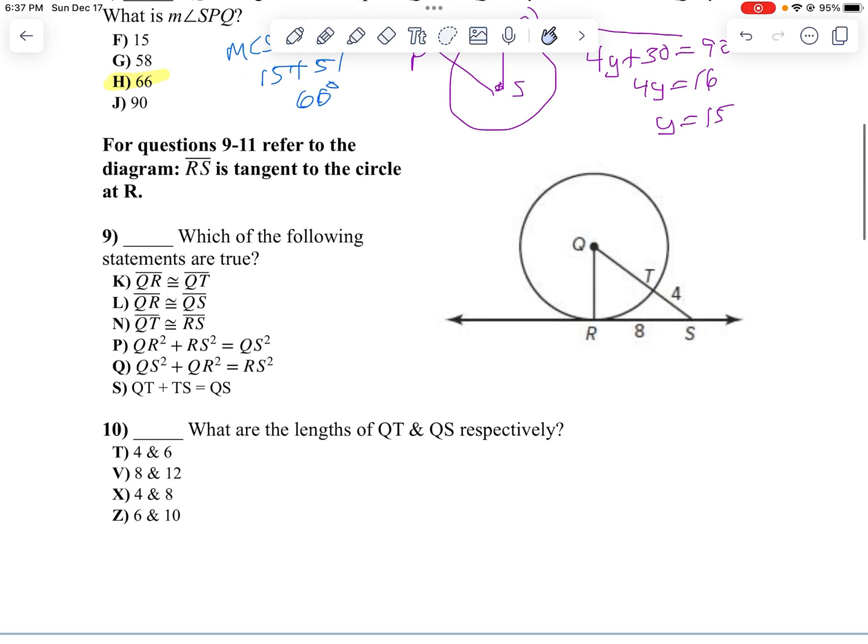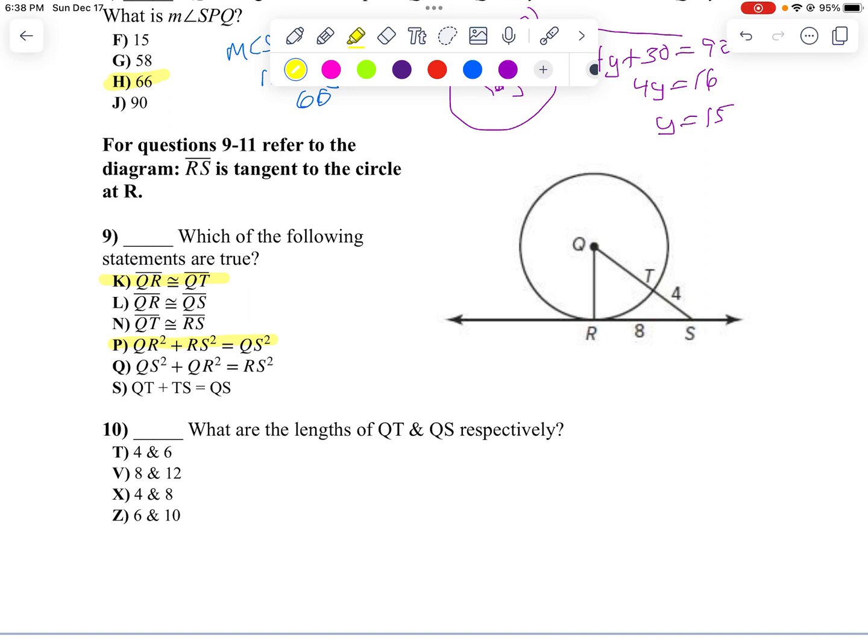Now, taking a look at 9 through 11, we're going to use this diagram. We want to know which of the following are true. Is QR the same as QT? Yes, it is, because they're both radii. Does QR have to be congruent to QS? No, it doesn't. Does QT have to be the same as RS? No, it doesn't. Is QR squared plus RS squared equal to QS squared? Yes, it is. That's your Pythagorean theorem. Is QS squared... that's a hypotenuse, so no. And that doesn't work for letter S either.